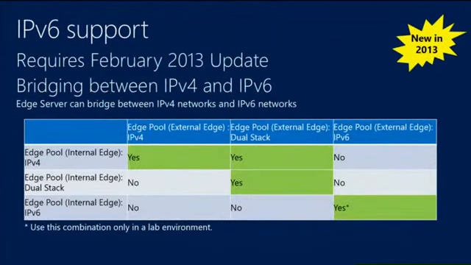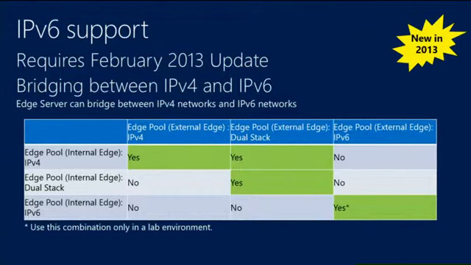Okay, IPv6 support. Important, get the February 2013 update, because if you don't, it doesn't work. There are some bugs in it. We fixed that. And the Edge server basically can bridge between IPv4 and IPv6. Means you have externally a client that talks IPv4, you have internally one that talks IPv6. They can still both connect to the Edge server, and the Edge server will translate between the versions of IP.